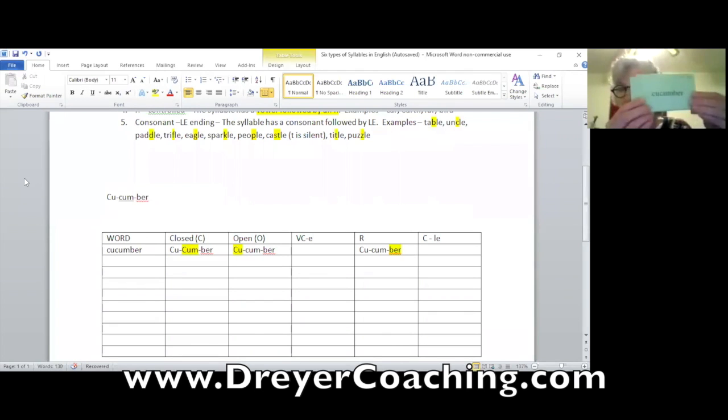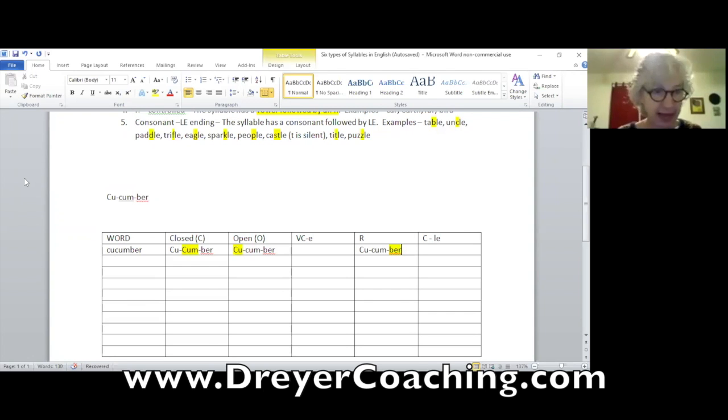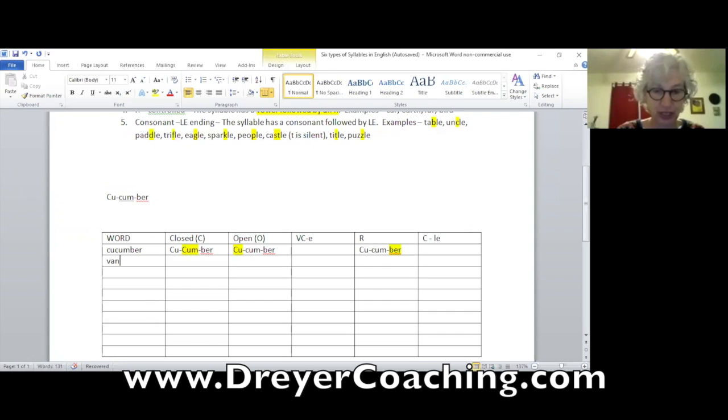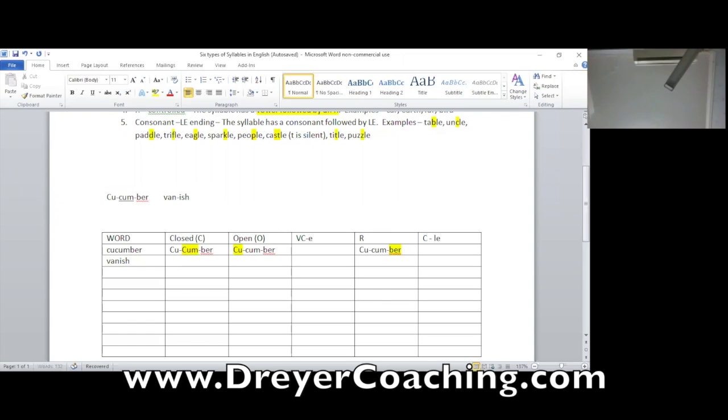Okay, let's do another word. Harry, what word is this? Vanish. Vanish means to disappear. How many syllables in vanish? Two. Correct. What are they? Vanish. What's the first syllable?